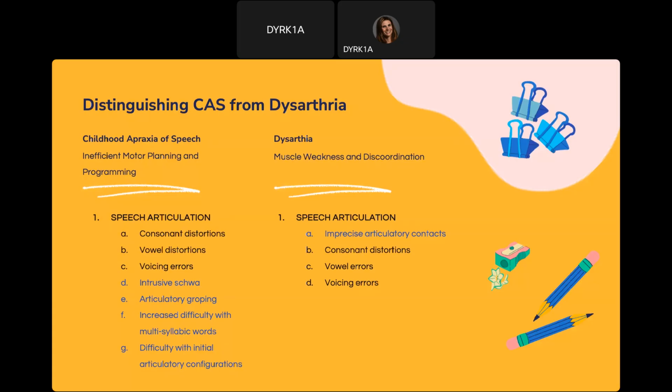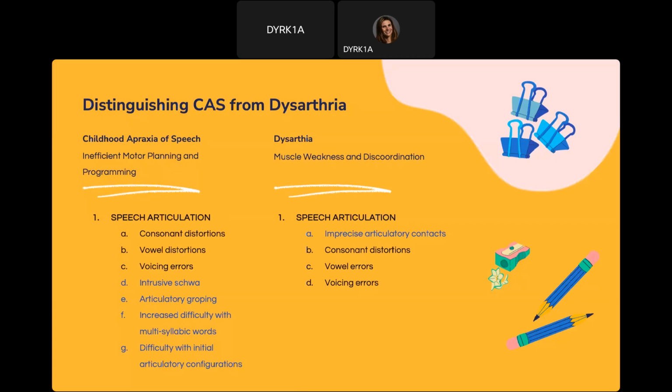You'll see increased difficulty with multi-syllable words. It's a marked increase. We know that just as children develop, multi-syllable words are going to be more difficult, but it's going to be avoidance of multi-syllable words or a marked decrease in intelligibility for those multi-syllable words.